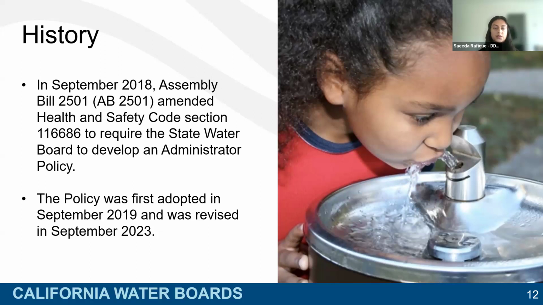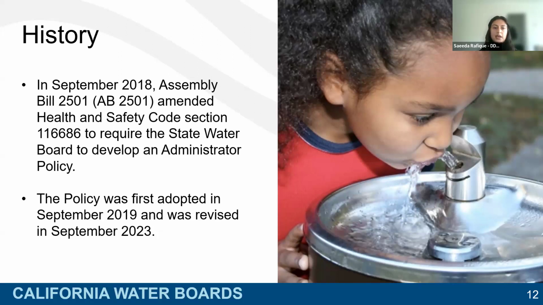This policy was first adopted in September of 2019 to provide a set of standards, terms, and procedures that apply to the selection and duties of appointed administrators for designated water systems. The most recent revision to this policy was executed in September of 2023. You can access this policy handbook on our administrator website if you're interested.